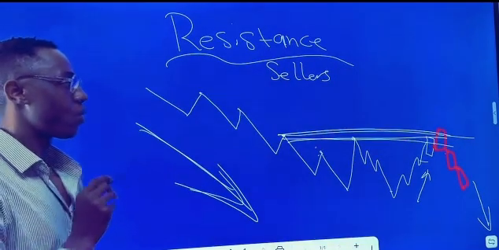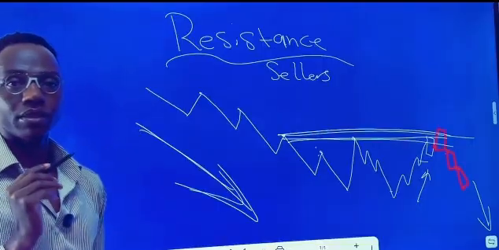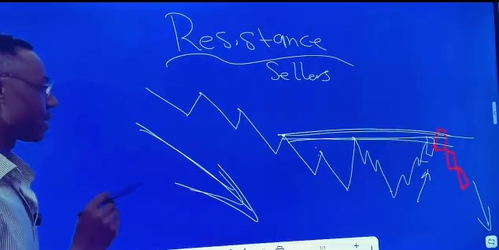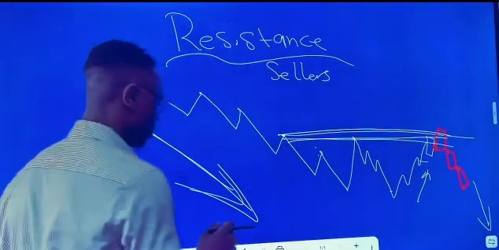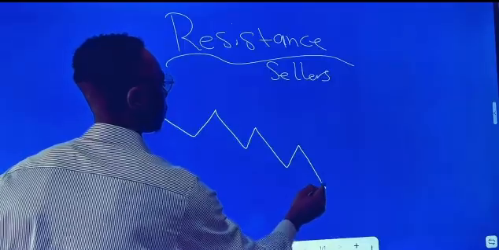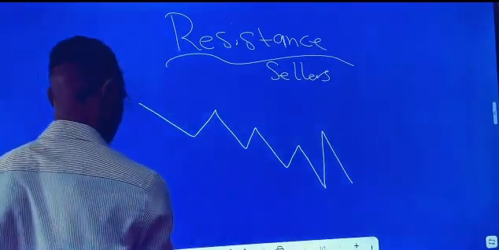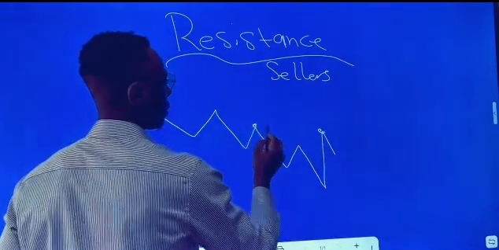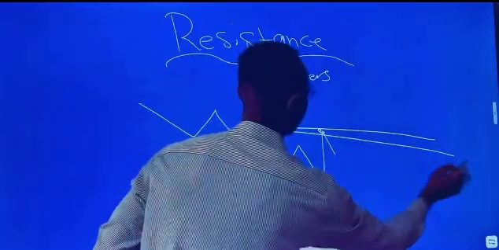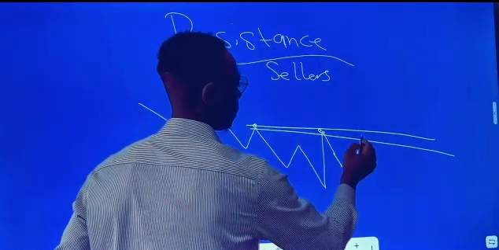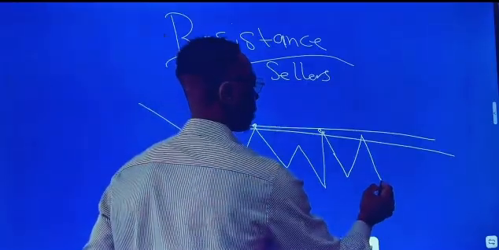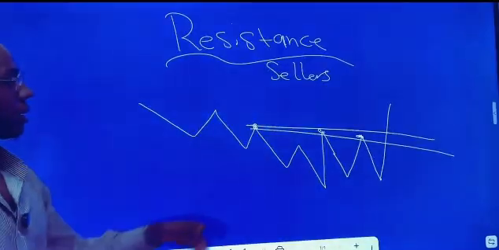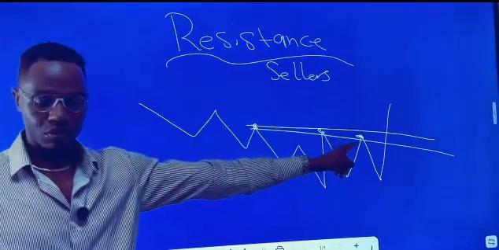One more thing: whenever a resistance is broken, it turns into a support zone. So assuming we have these two resistances here, the market comes back, we test it, comes down, and breaks it. This is our area of value, our resistance zone.